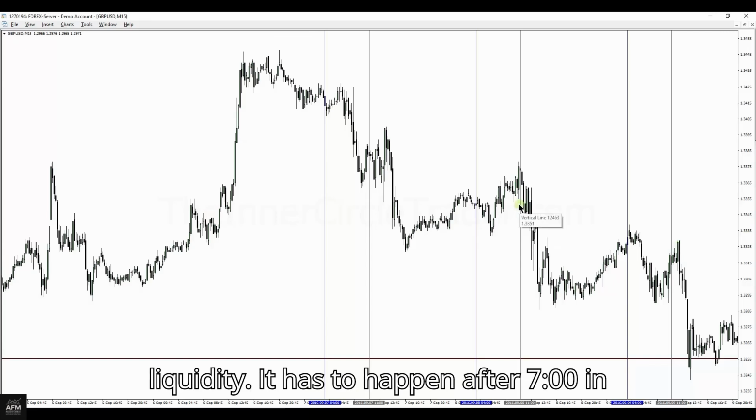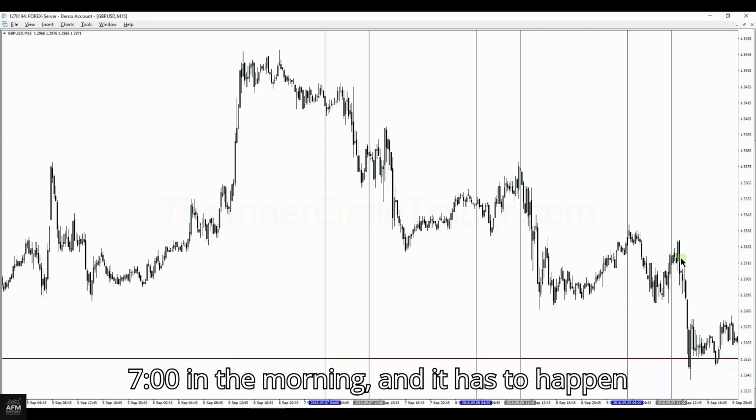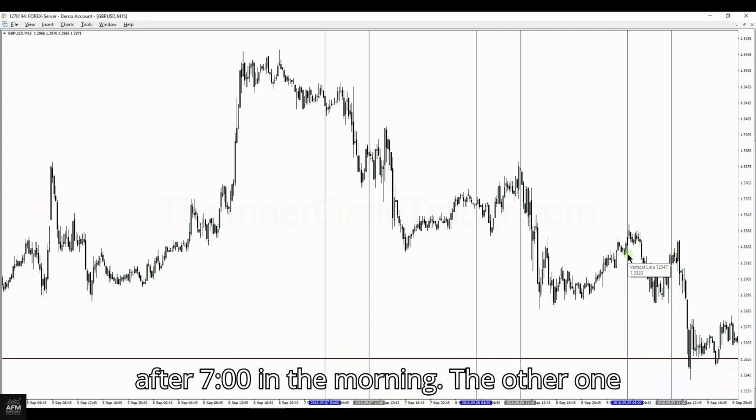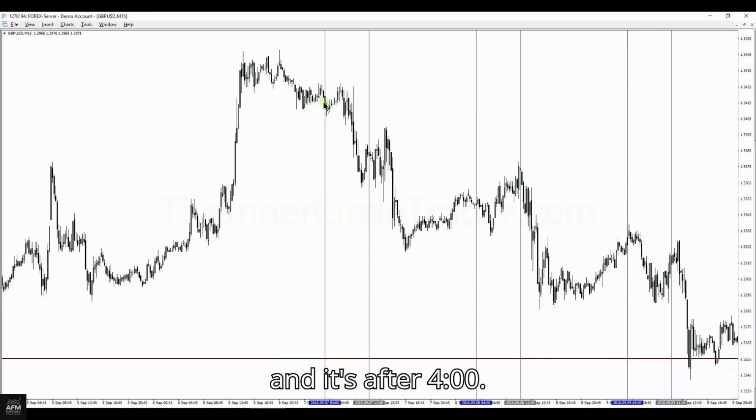It has to happen after 7 o'clock in the morning. The other one is in the London session, obviously, and that's after 4 GMT on the Forex LTD demo account.